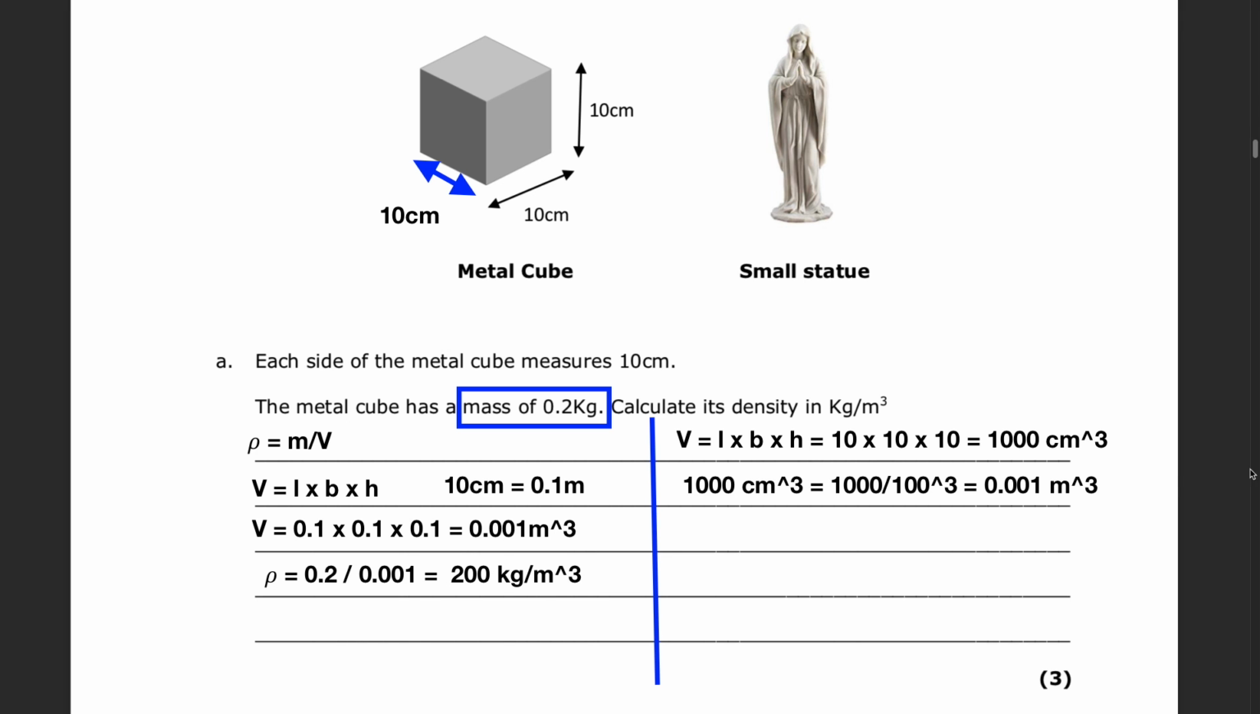The last step will be the same. So the density is going to be equal to 0.2 divided by 0.001, which will give us 200 kilograms per meter cubed. And we have the same answer for both methods.